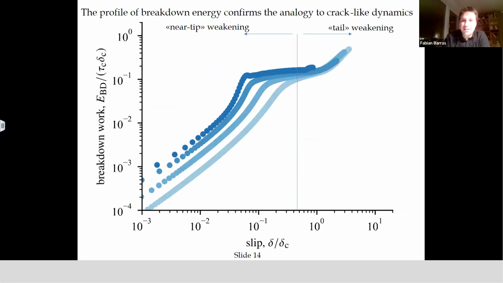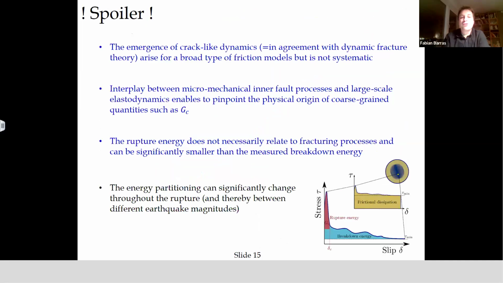Okay, so I think I was at the conclusion of this first part. So we have seen the emergence of crack-like dynamics. I was quite surprised, and found it interesting, that with this different type of frictional model we observe really the same type of rupture dynamics for the propagation of this rupture front, and their agreement with dynamic fracture. There is always a slight deviation from linear elastic fracture mechanics, but sufficiently small to still be able to extract a well-defined fracture energy and use fracture mechanics to describe them.